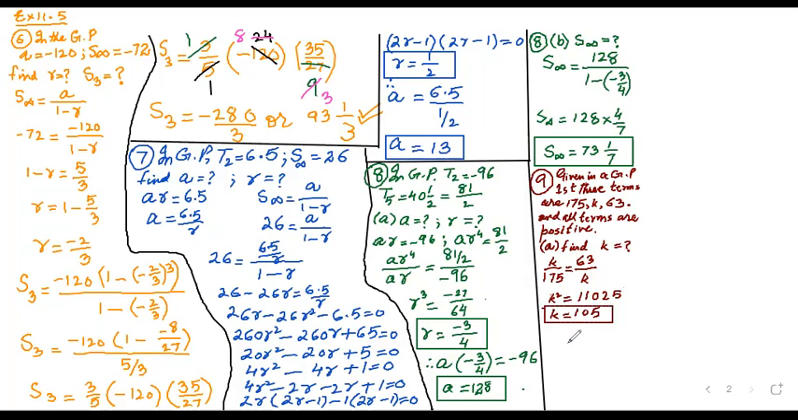Now in part B, we have to find the sum to infinity. So sum to infinity, as we know, is equal to a upon 1 minus r. So a, which is 175, upon 1 minus r. The second term is 105, so r is 105 upon 175.